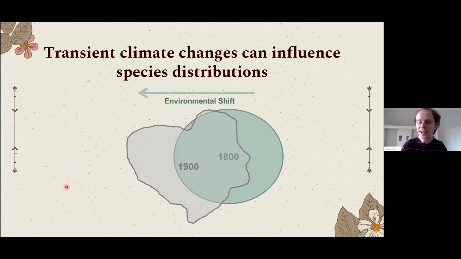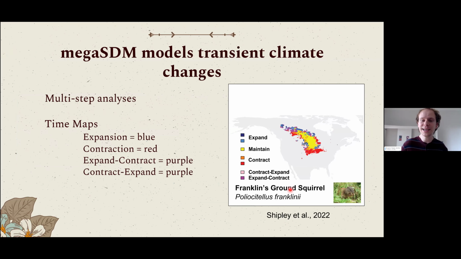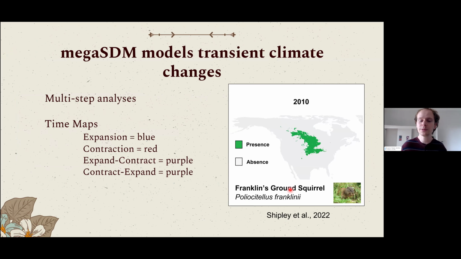Now, if the climate shifts back to the east, there might be areas that are suitable for the species opening up on the opposite side of its original range, but because it's already shifted its range to the west, it might not be able to reach them. So Mega SDM deals with these transient climate changes by using a multi-step analysis approach.